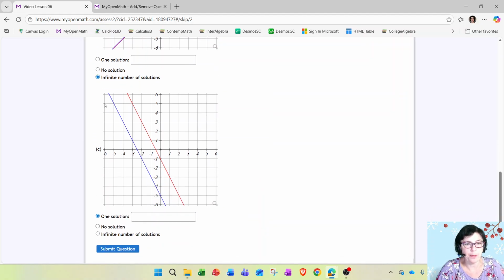Finally, what can happen is that these lines could actually be parallel to each other. So what does that mean? It means that they have the same slope, but they will have different y-intercepts. Okay, so the same slope, but different intercepts. In that case, there is no solution because parallel lines are never going to meet.